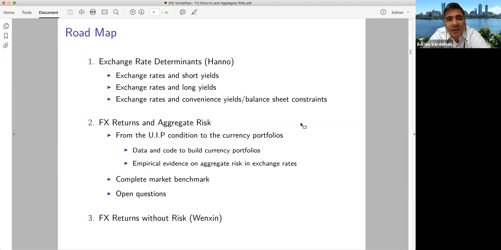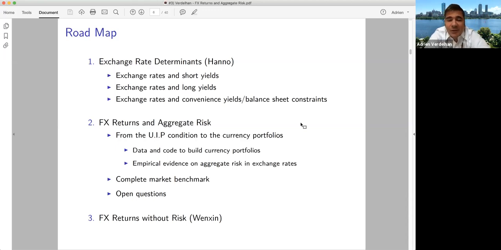So Hanno gave you this overview of the exchange rate determinants, thinking in terms of the link with the short-term interest rates, the long-term interest rates, and the convenience yields and balance sheet constraints. I'm going to focus on one point, which is how currency returns can be understood, can be thought of as a sign of aggregate risk being priced in the currency markets. And so I'm going to walk you through this reasoning and a lot of research that we've done over the last 15 years. And if you want to think about the organization of this session, I'm going to talk about FX returns with risk.